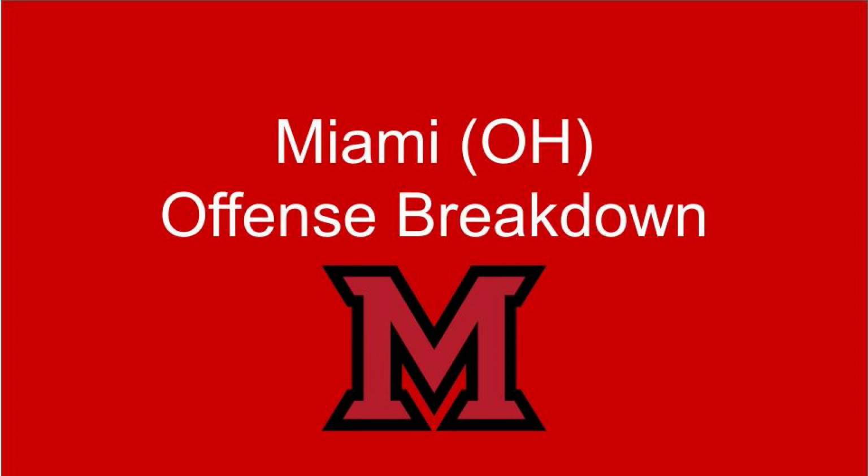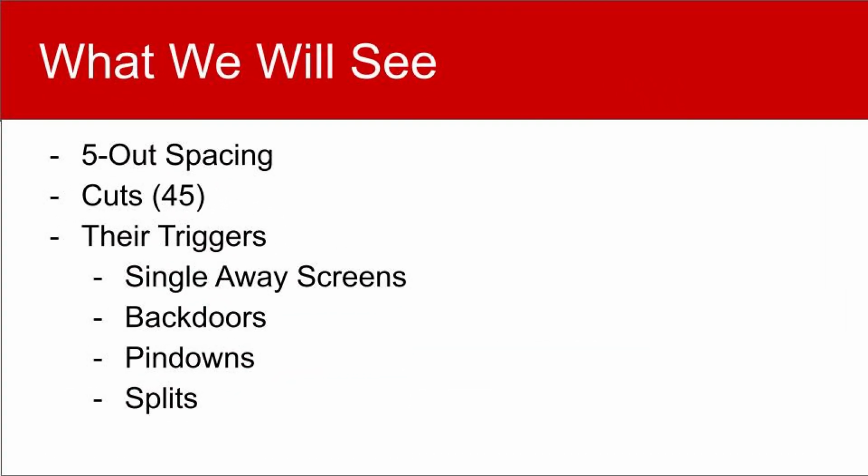Today we are breaking down Miami of Ohio's conceptual offense. Before we get into it, let's take a look at what we're going to be seeing during the breakdown. So you're going to see a ton of 5-out spacing from the Redhawks. Spacing on offense is super important, and they do a great job of getting set up into their 5-out with their 5-man at the top.